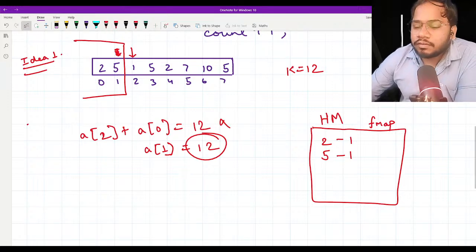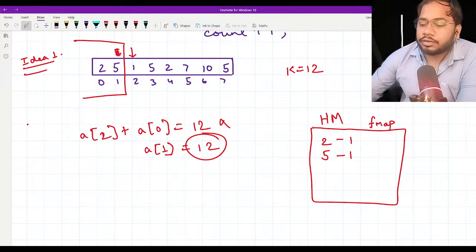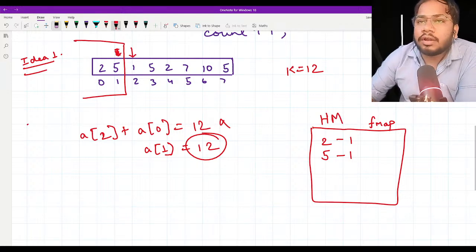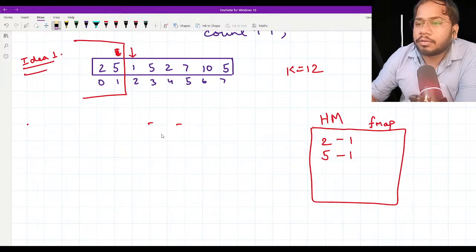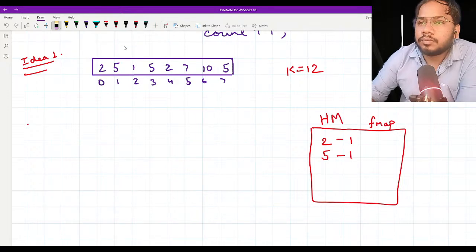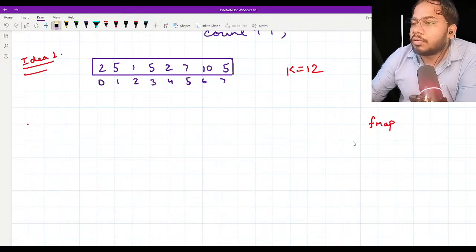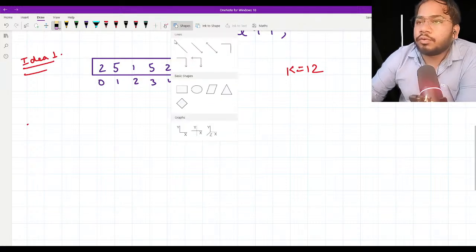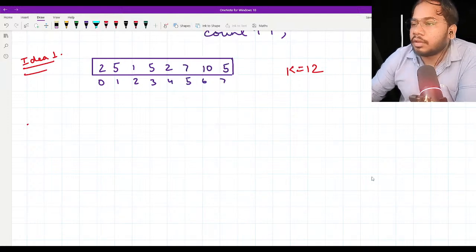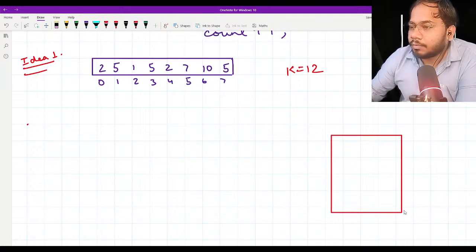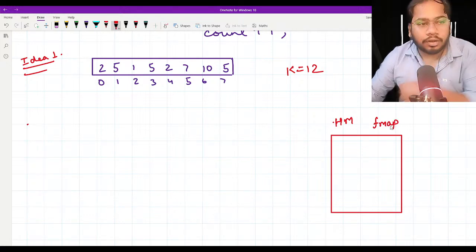So let's write the logic. Let's do a dry run. This dry run will help a lot. So this is our hash map. Mainly the name will be frequency map, because it will contain the frequency.